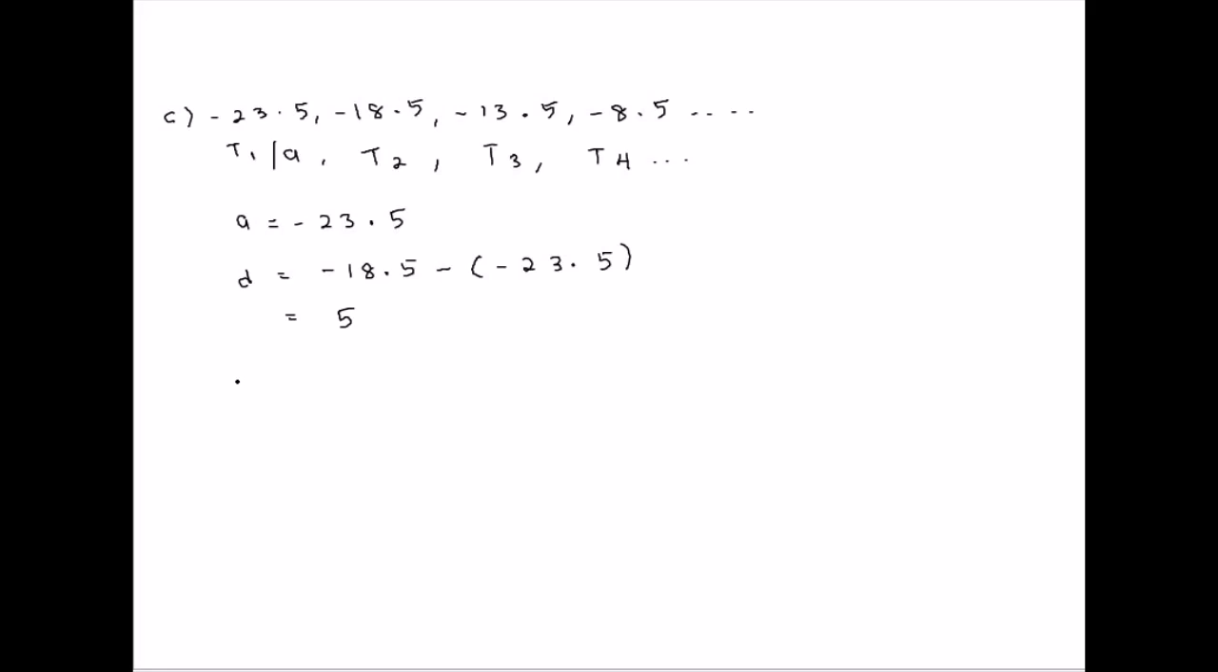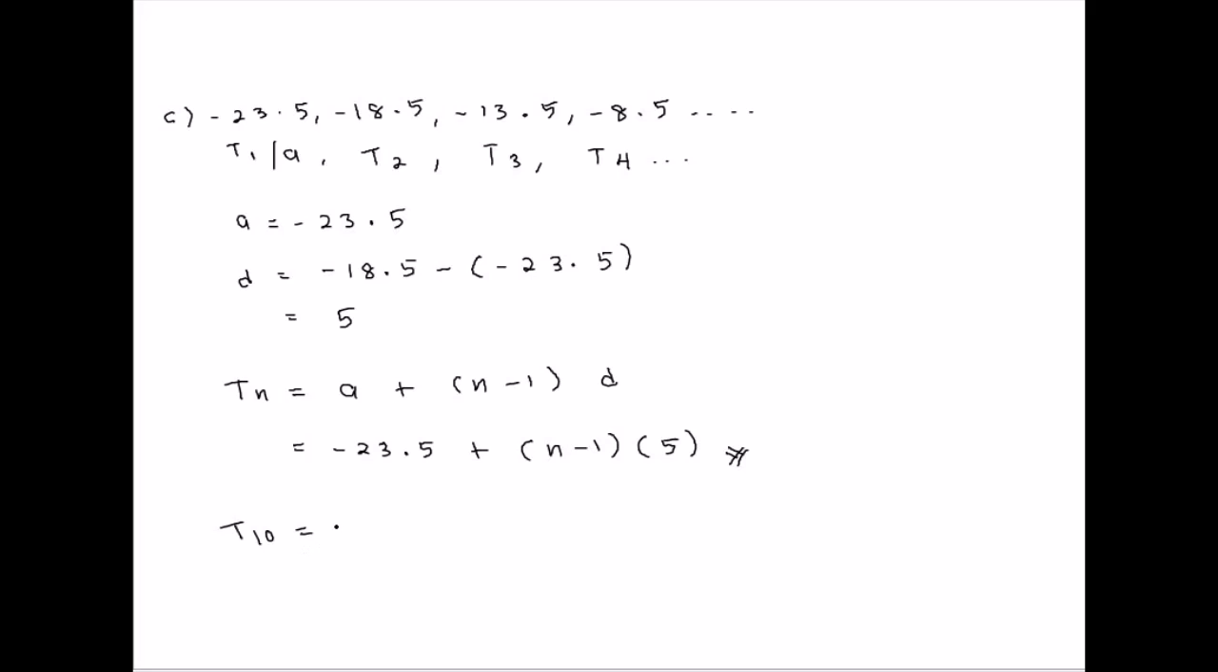So to find Tn equals A plus (n minus 1)D. Substitute. A is negative 23.5 plus (n minus 1) multiplied by D. So multiply by 5. This is the formula to find Tn. Let's say we want to find T10, because from the sequence we only have T1, T2, T3 and T4.